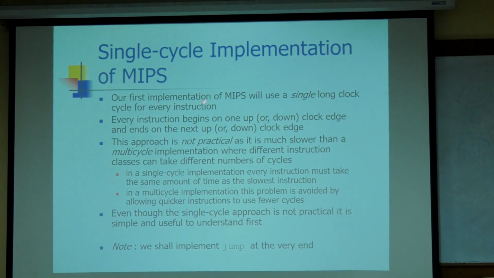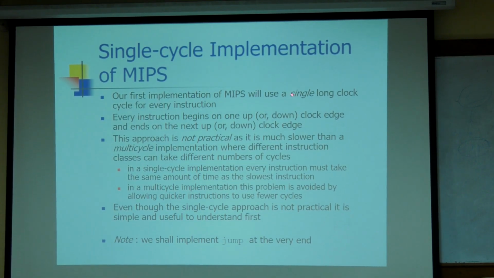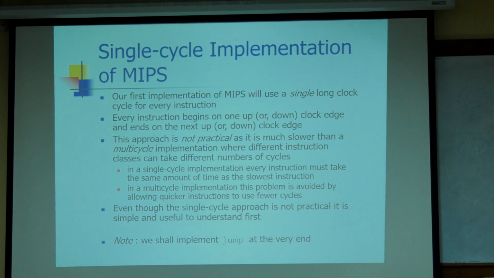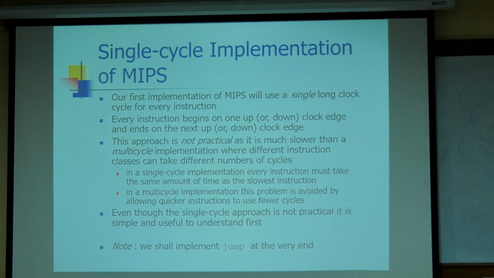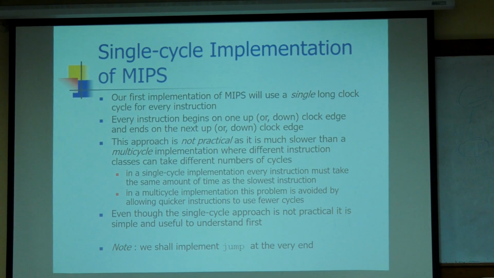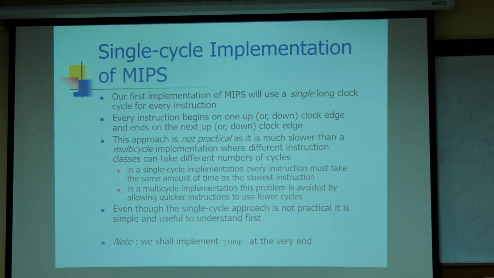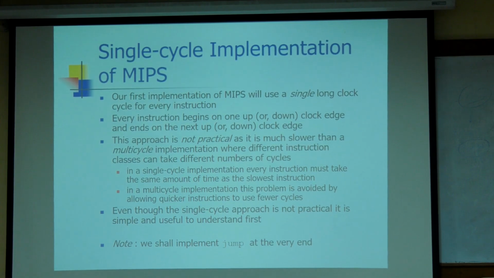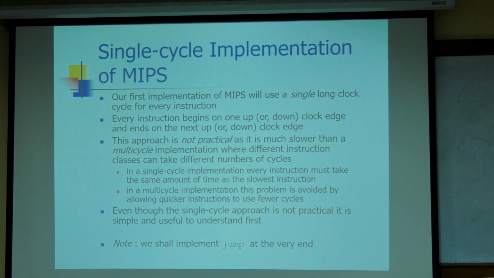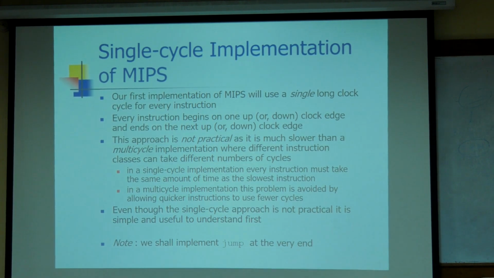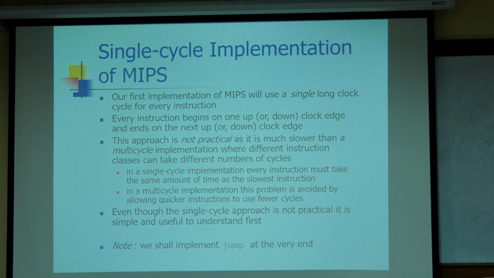So our first implementation will use a single long clock cycle for every instruction. Every instruction begins on one clock edge, up or down, and ends on the next clock edge, up or down. So that is one clock cycle. Because we are going to use either rising edge or falling edge, or level triggered, clock high or clock low, you have to use one of them.